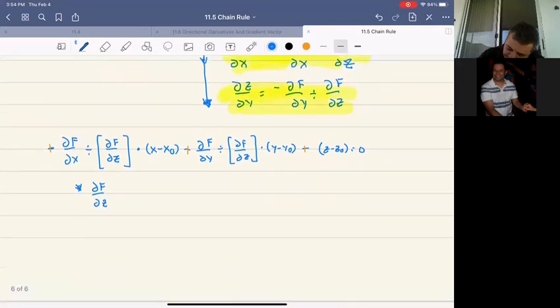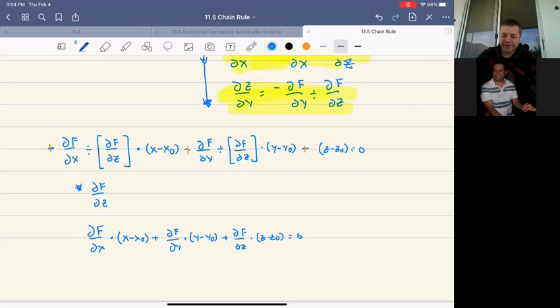Okay, so what do I get? I get partial of f with respect to x times x minus x0, plus partial of f with respect to y times y minus y0, plus partial of f with respect to z times z minus z0 equals 0. That's got a nice little symmetry to it, doesn't it?